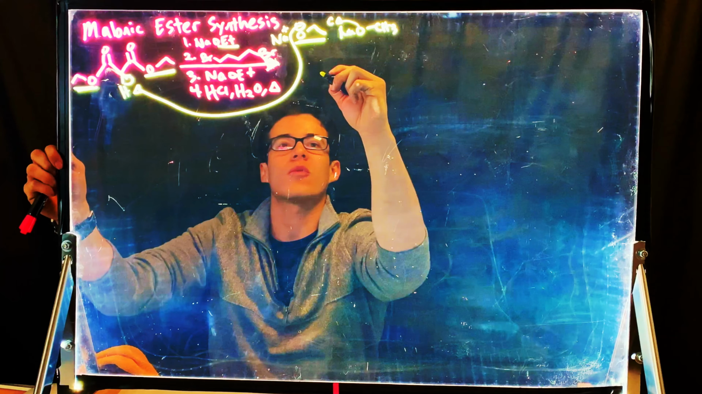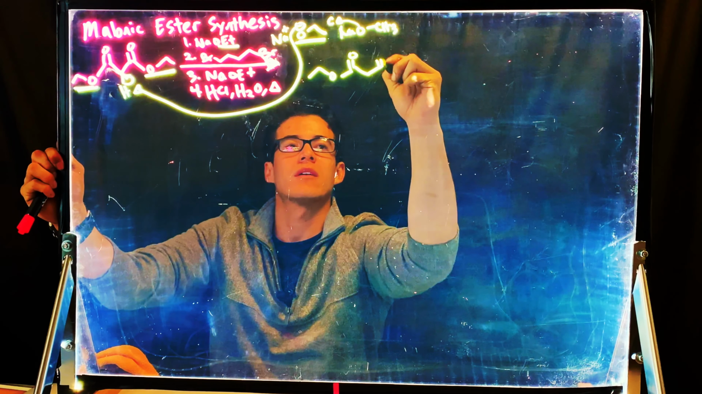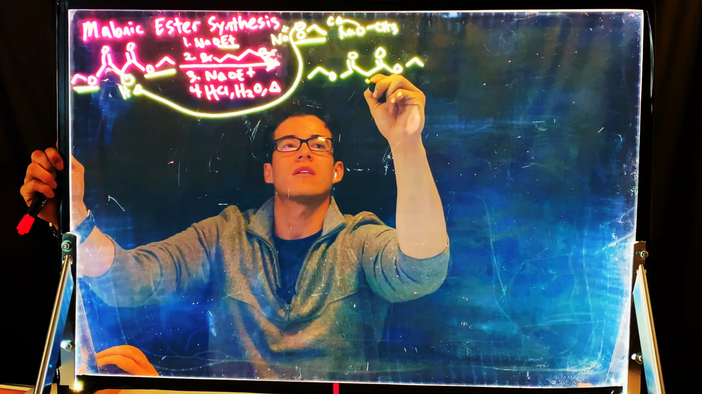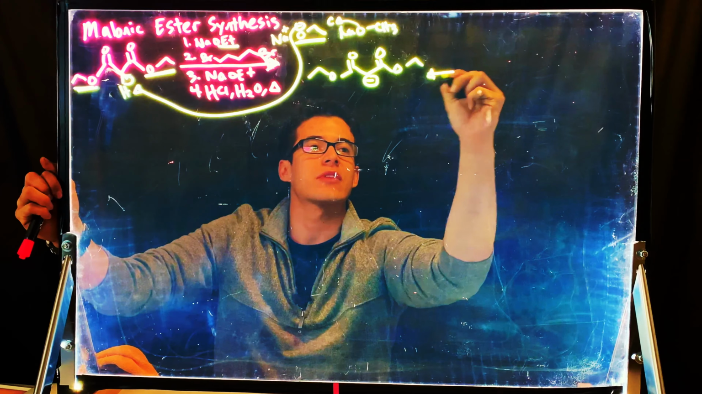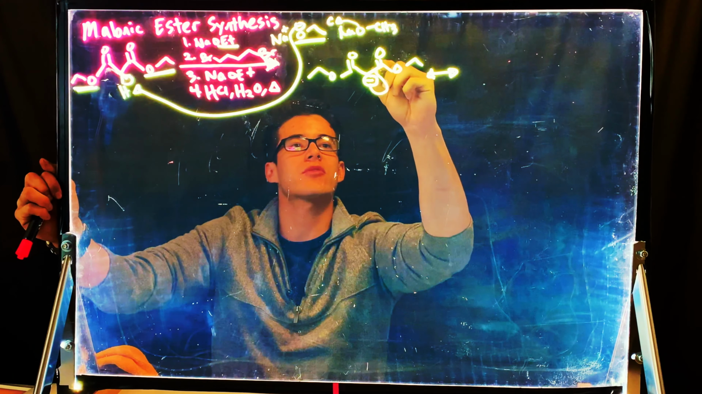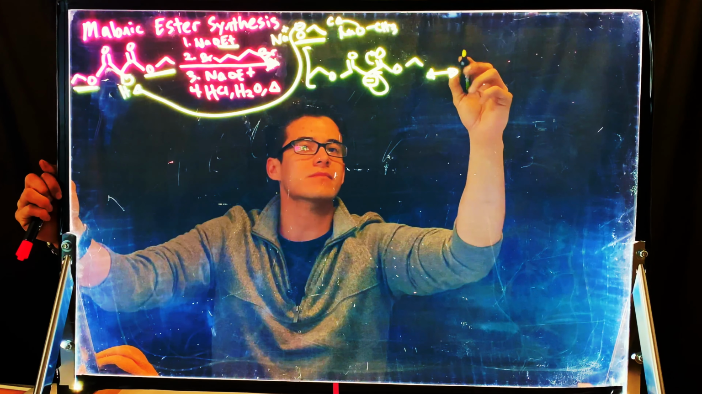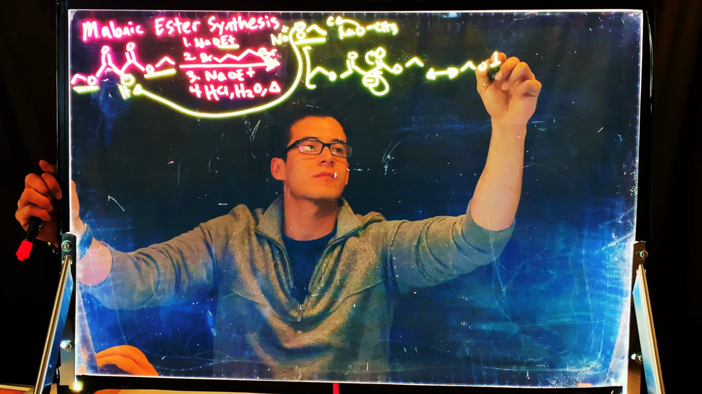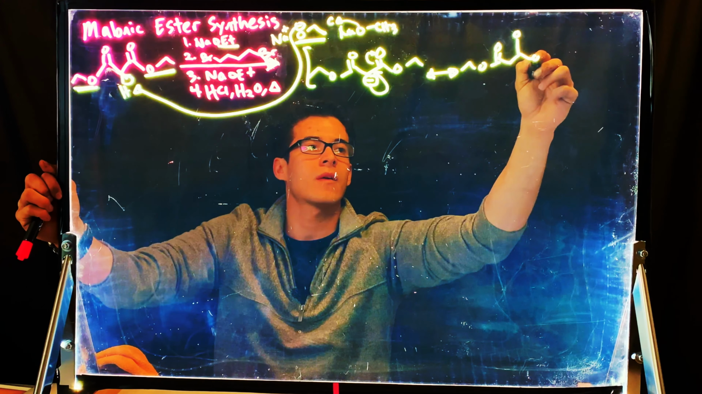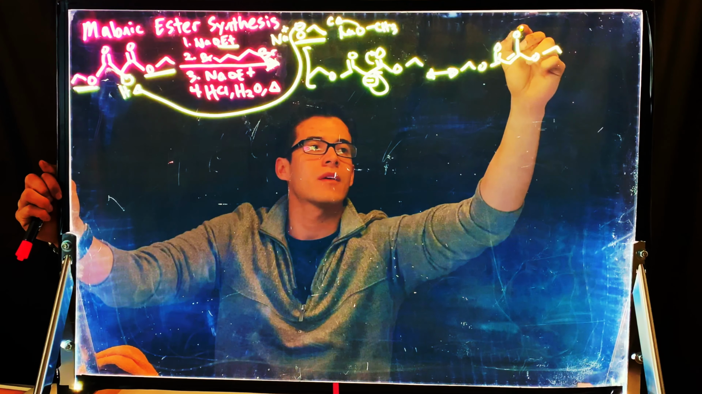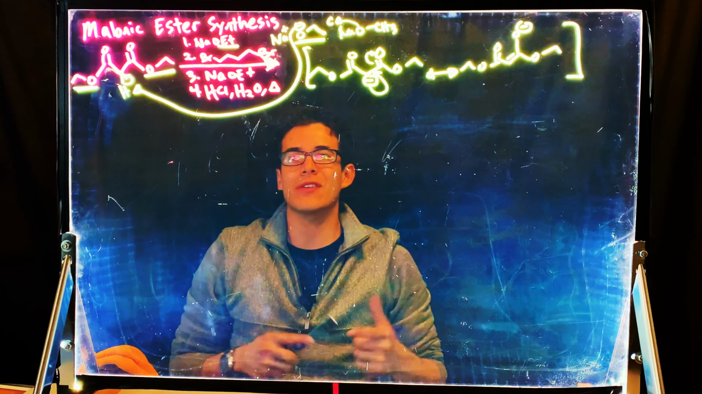So let's draw what we would get. There's our negative charge. We could draw a resonance structure for this, so let's do that to be thorough. Here's our resonance structure, just like that. So we could use either of these two molecules for our next step.